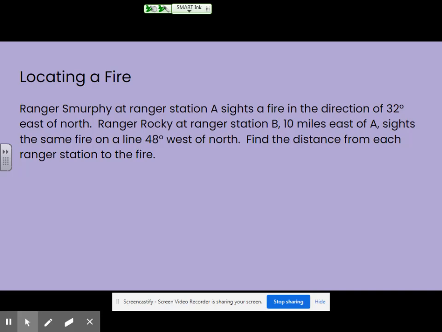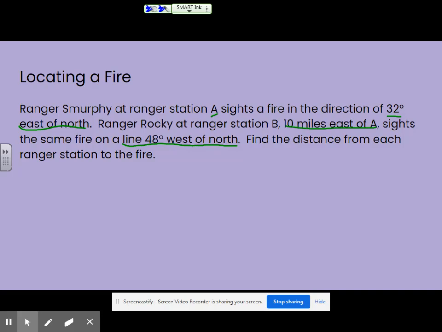Ranger Smurfy at Ranger Station A sees a fire in the direction of 32 degrees east of north. I think that's important. I'm going to underline it. Also, underline A. Ranger Rocky at Ranger Station B, which is 10 miles east of A, sees the same fire at a line of 48 degrees west of north. We want to find the distance from each ranger station to the fire, because depending on which ranger station is closer, the closer ranger is probably going to be the one to go first, while the second one calls for backup, firefighters, etc.